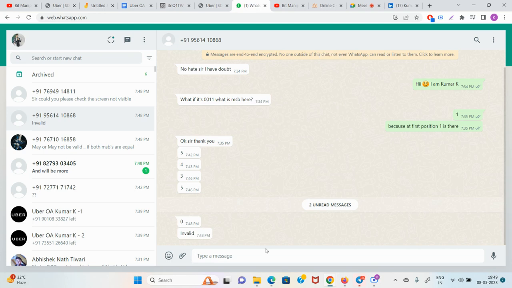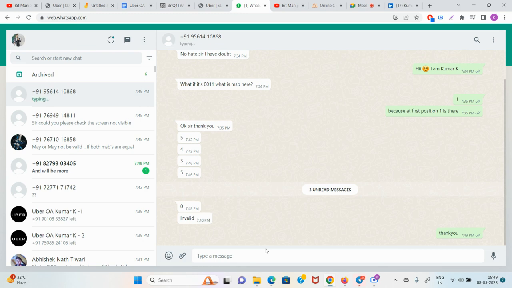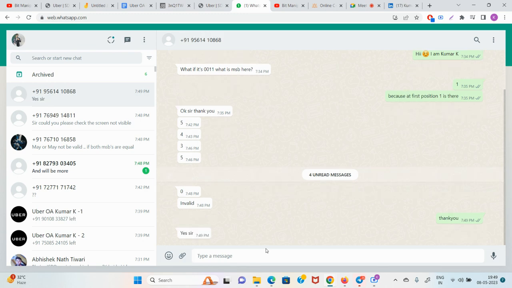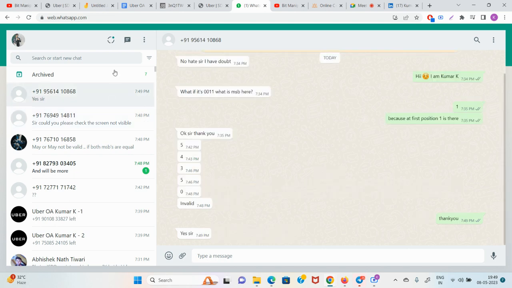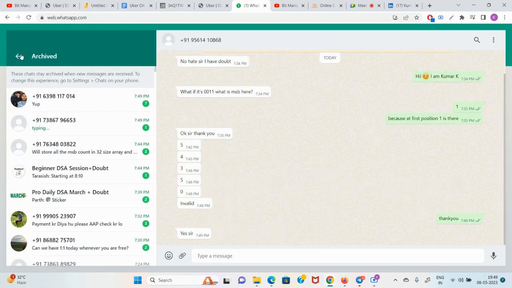Is my screen not visible, guys? Prathamesh, my screen is visible, right? Okay, no problems. Prathamesh, please write in the chat if my screen is visible. Yes, it is visible. So you must reload your screen 1 to 2 times.